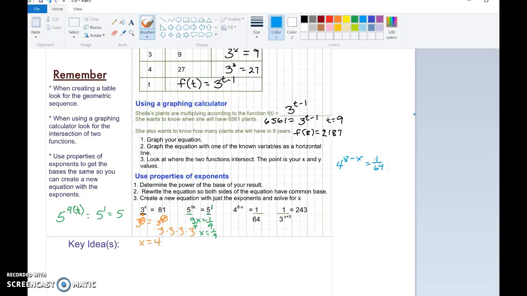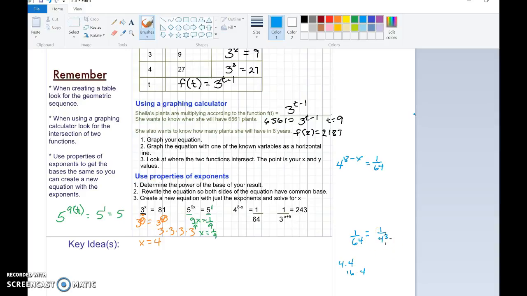So remember that when we have a value, actually let's just look at our 64 and see if we can turn that into a base of 4 with an exponent, shall we? Let's turn the 64 into 4 to some power. Do you know what it is? 1/64 is really equal to 1 over, let's see, 4 times 4 is 16 times 4 is 64. So it's 4 to the 3rd power, all right?